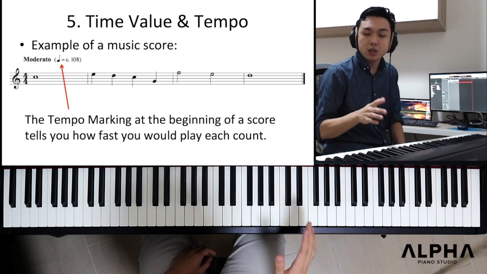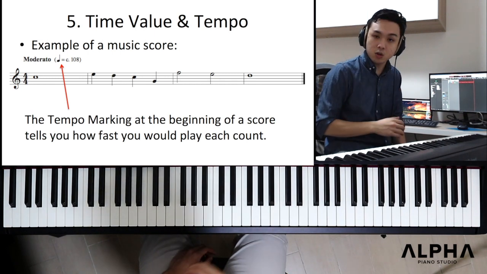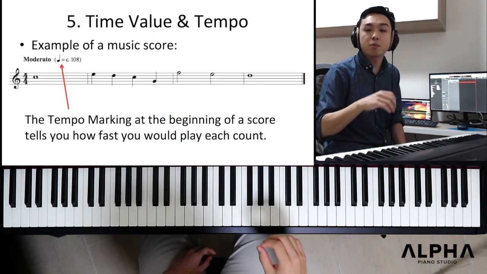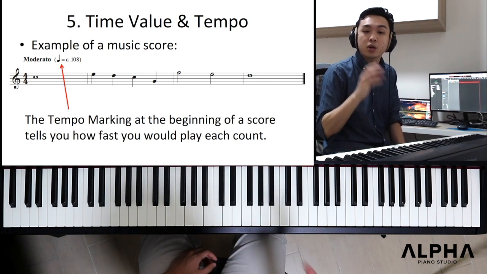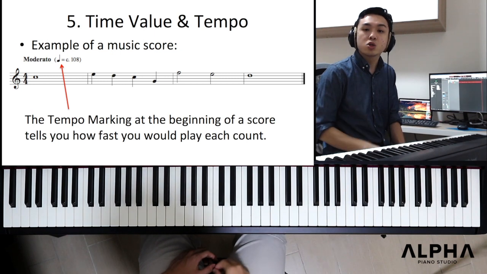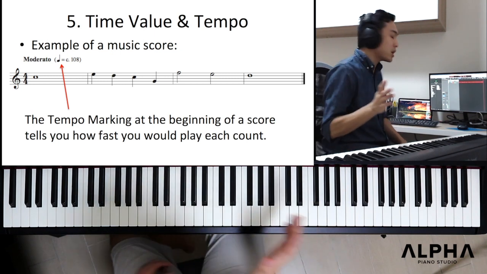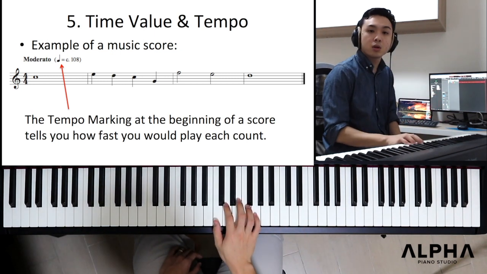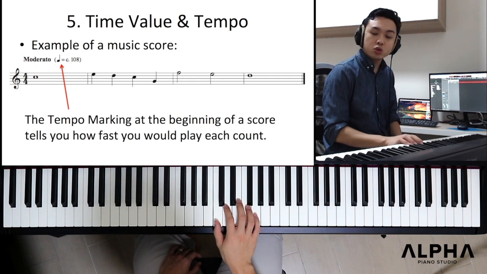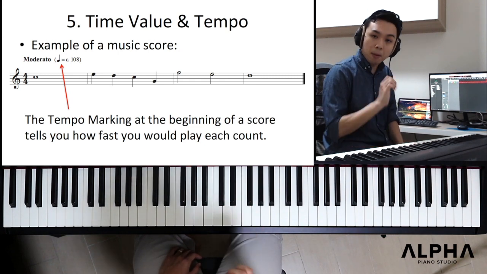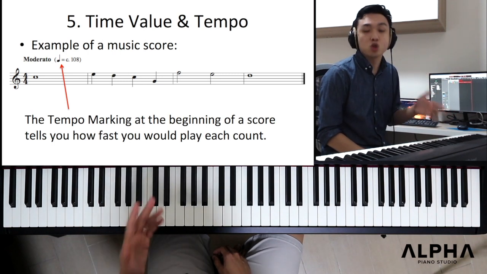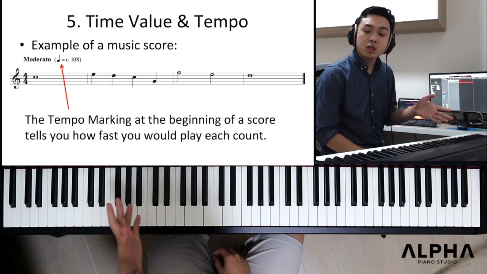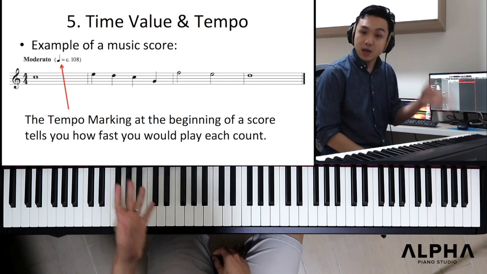The tempo marking is found at the beginning of a score and is usually defined by a numerical value. For example, 90 BPM, which stands for 90 beats per minute. So 90 beats per minute sounds like this. 1, 2, 3, 4, and up. So the smaller the number on the tempo marking, the slower it will be. And the bigger the number, the faster it will be.